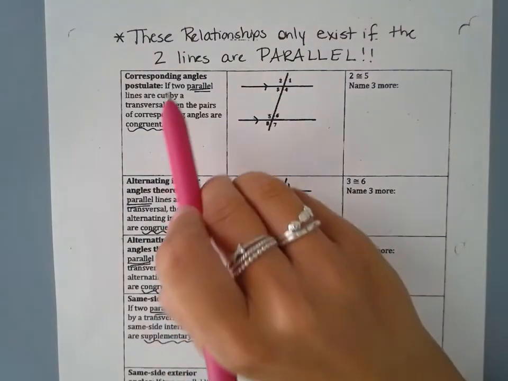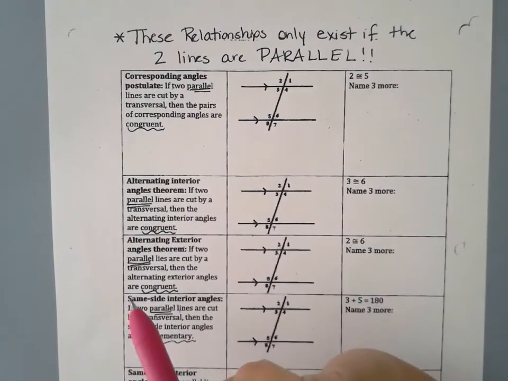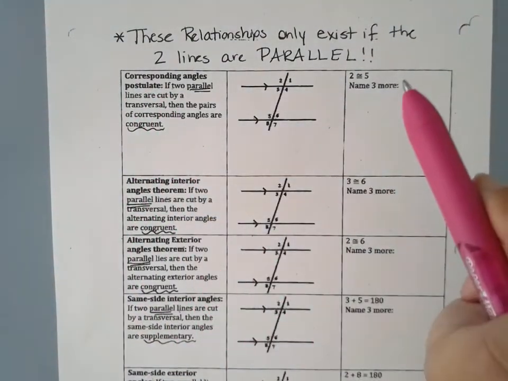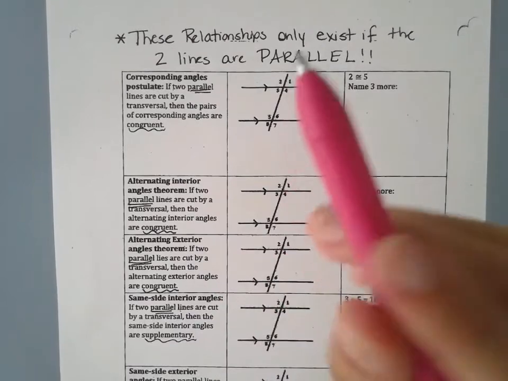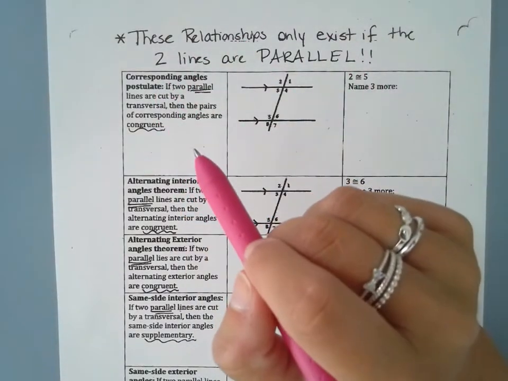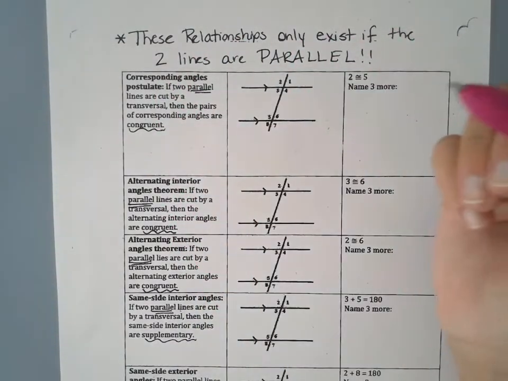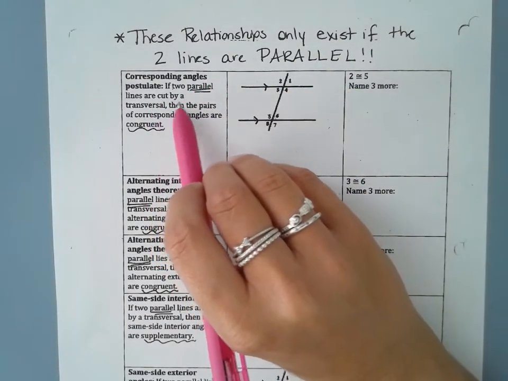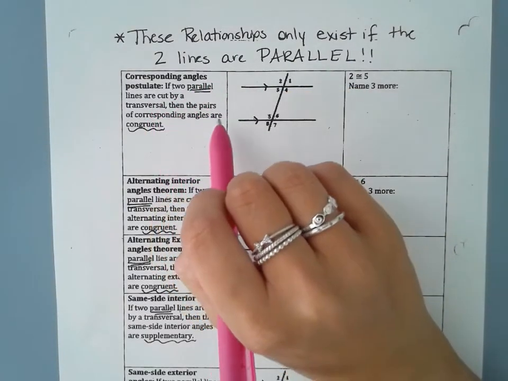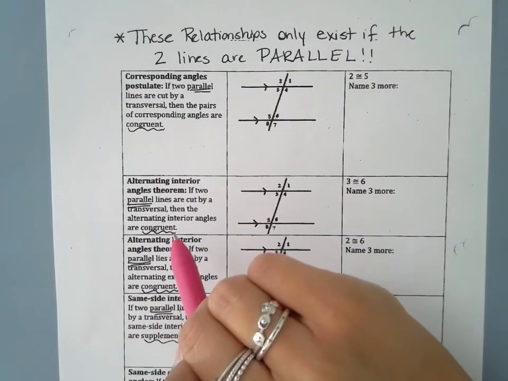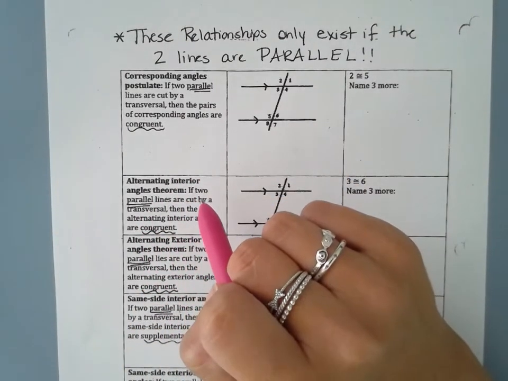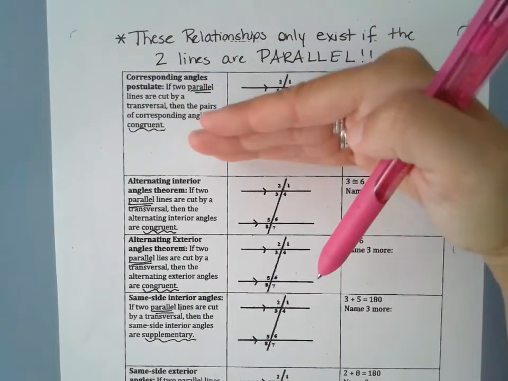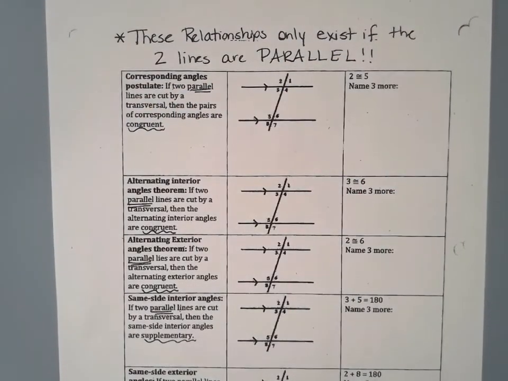So, corresponding angle postulate. This is just a fancy word that says, if this is this, then that's that. It's sort of like a theorem. It just has a little bit of different meaning. If two parallel lines are cut by a transversal, then the pairs of corresponding angles are congruent. So whatever angle from the top matches up with the bottom, those two angles are going to be congruent.